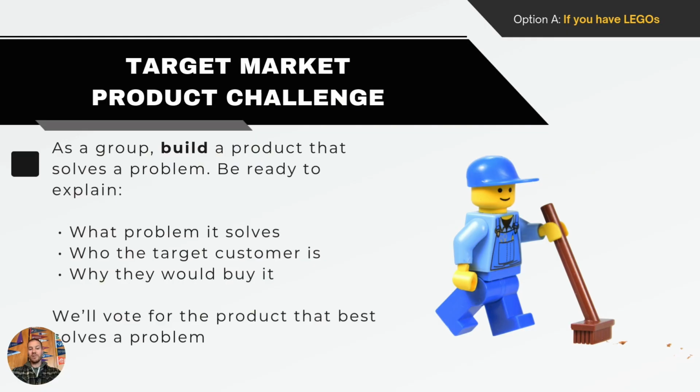As a group, build a product that solves a problem and be ready to explain. So this is the students coming up with a target market product. And then we kind of look at which one it is that'll end up being the best, most likely to solve a problem throughout the class. These are the criteria for us to make that determination. What problem it solves, who the target customer is, and why they would buy it.